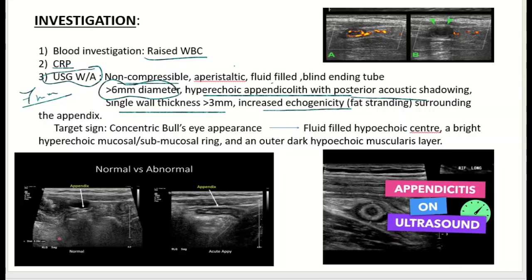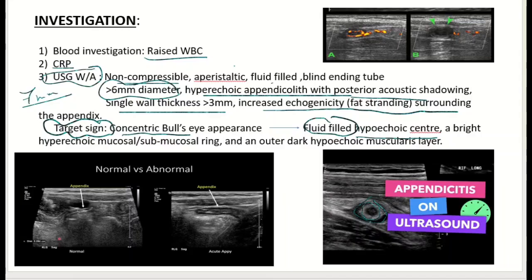Another important characteristic sign is the target sign. What is the target sign? It is also known as bull's eye appearance. Bull's eye appearance means there are concentric hypoechoic and hyperechoic layers. So what is the hypoechoic center? It is the fluid-filled cavity. Then a bright hyperechoic mucosal or submucosal ring is seen.